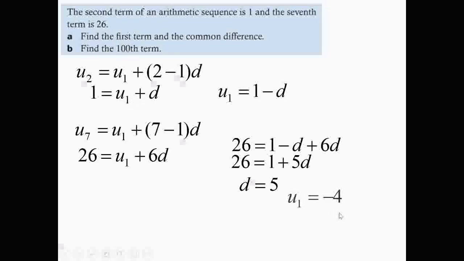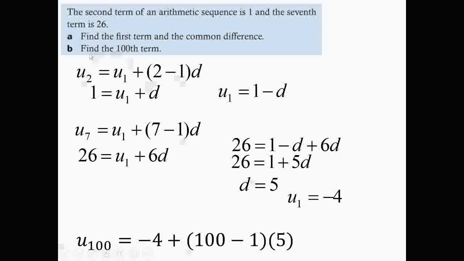So u1 is -4, and that means if we're looking for the 100th term, we have our full rule now. u100: here's u1, which we just found. We have our d value of 5, which we also found, and we can put 100 into the rule. So that's 491. Okay, great job.